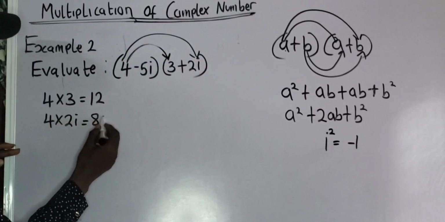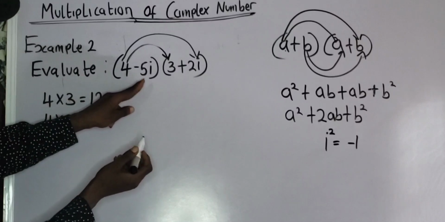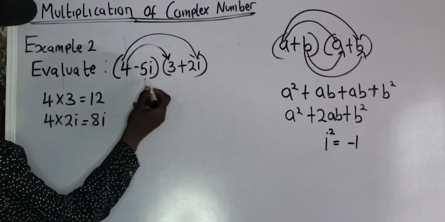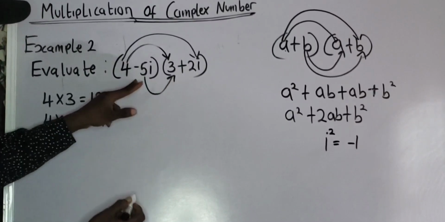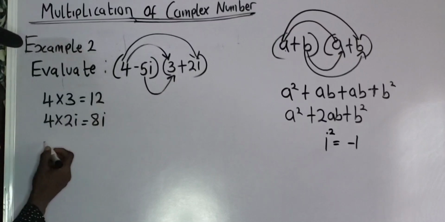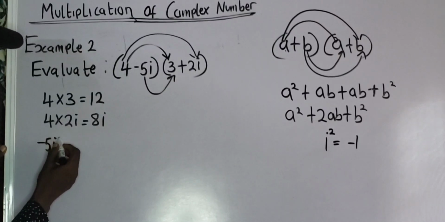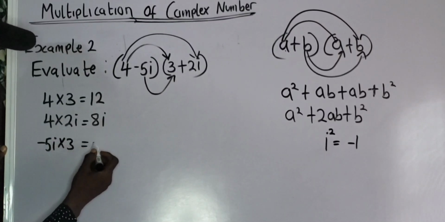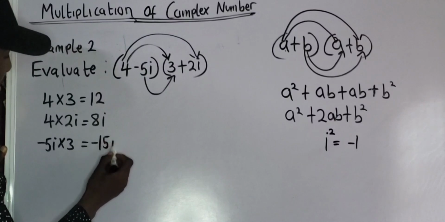This is 8i. So I'm going to take this and multiply it with the whole bracket. For this, I'm going to have minus 5i multiplied by 3. That is minus 15i.